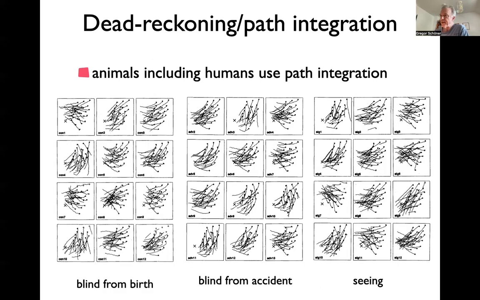Here's a fun example. Each is a different participant. And so you can see with the naked eye that there are some good navigators, like here, look, this one is really nice, and this one. Then there are some rather not so good ones, like this one here. So quite a lot of variance.